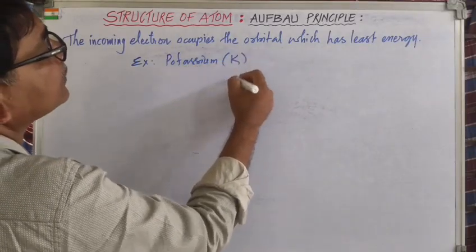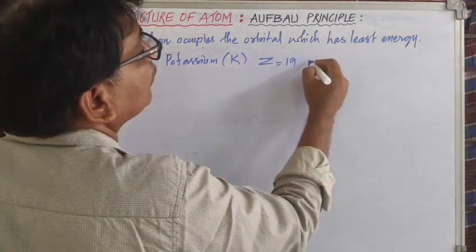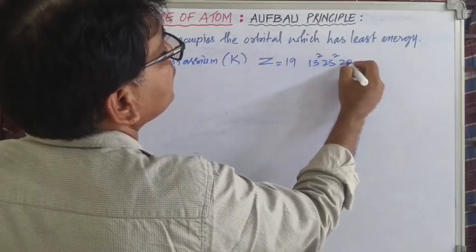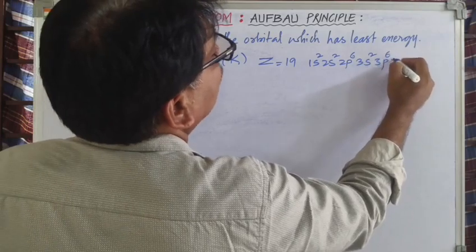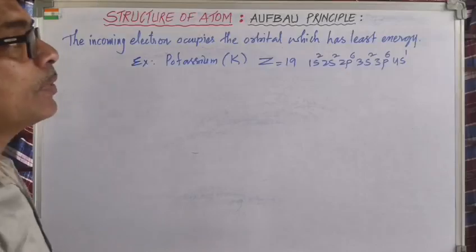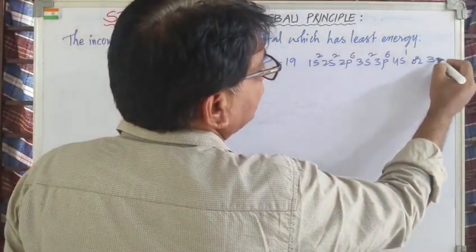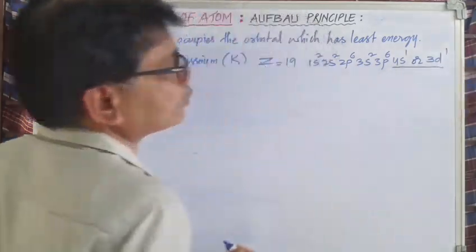Potassium symbol is K. The atomic number of potassium is 19. Electronic configuration is 1s2, 2s2, 2p6, 3s2, 3p6, 4s1. To explain this Aufbau principle, remember we have to take the next energy level, and that will be 3d with 1.